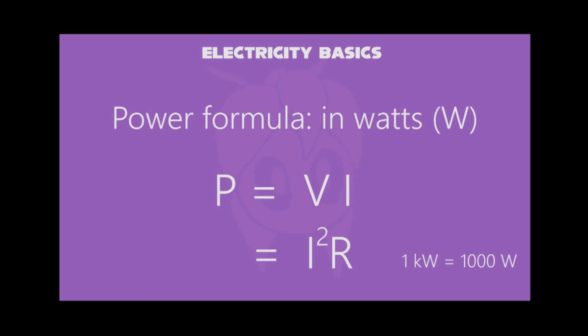Another formula, for power: P equals voltage multiplied by current I. Which is also equal to the square of current times resistance R, depending on its heat laws. Please note that the unit is measured in watts. In case of bigger units, say, kilowatts equal to 1000 watts.